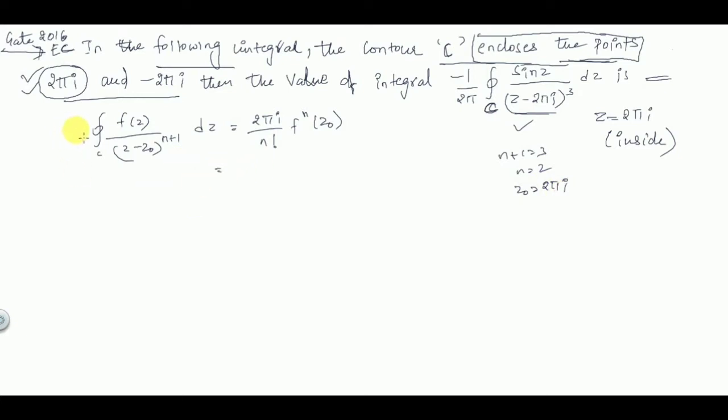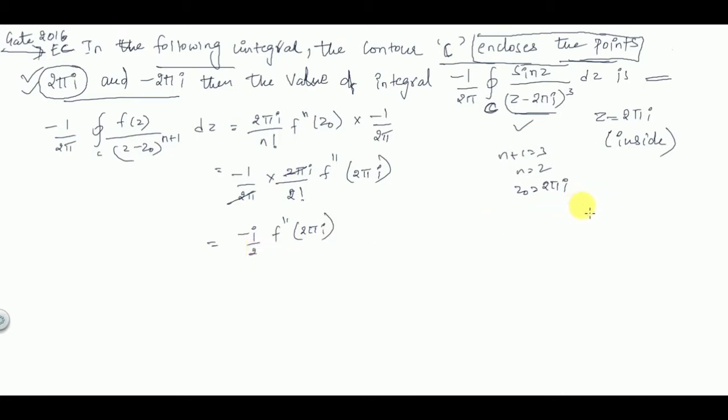So I am substituting here. We have minus 1 by 2 pi multiplied also. So this is multiplied by minus 1 by 2 pi, so minus 1 by 2 pi into 2 pi i by n factorial, n is 2 now, 2 factorial, into f double dash of z naught, the value is 2 pi i. Okay, so this is what you have to find. So 2 pi and 2 pi get cancelled, so it will be minus i by 2 into f double dash of 2 pi i.